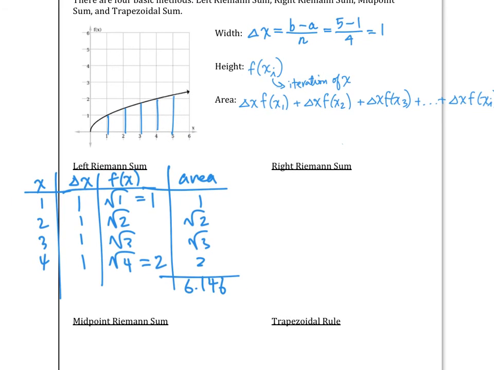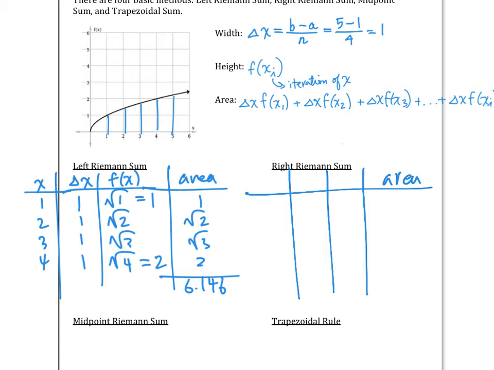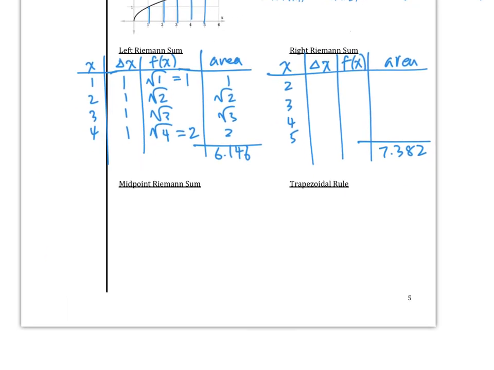All right. In the same idea, you're going to do the right Riemann sum. So if you like to have a chart all the time, you can do that. Right Riemann sum, we're going to start at 2, 3, 4, 5. All right, go ahead and give this a try and find the total area. The answer is 7.382.